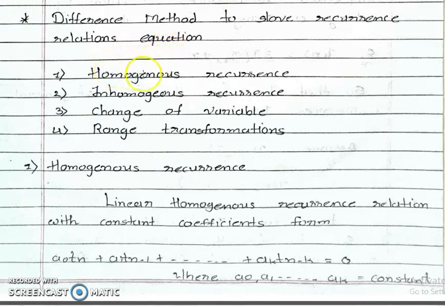Next are the different methods to solve a recurrence relation equation. First is the homogeneous recurrence, second is the inhomogeneous recurrence, third is the change of variable, and fourth is the range transformation.